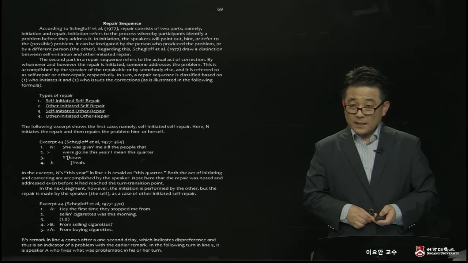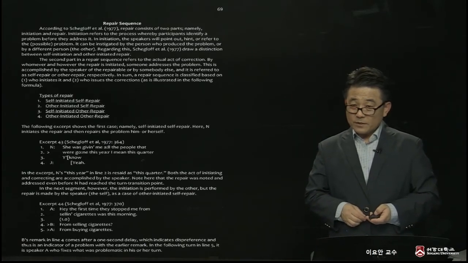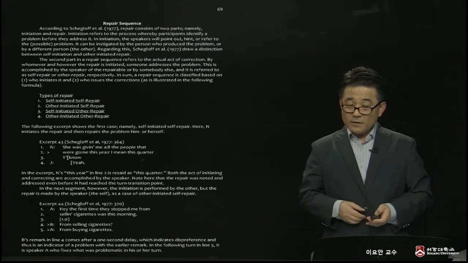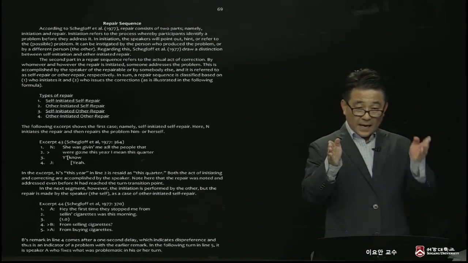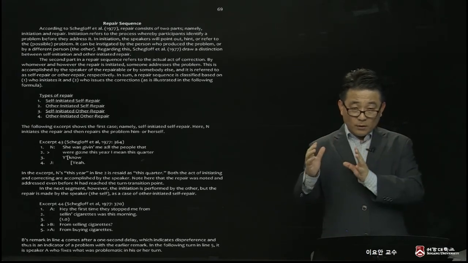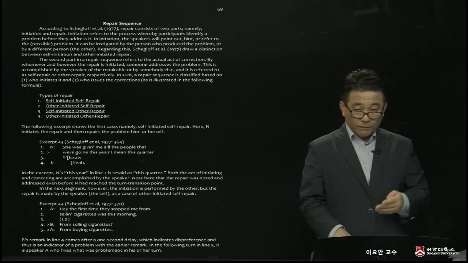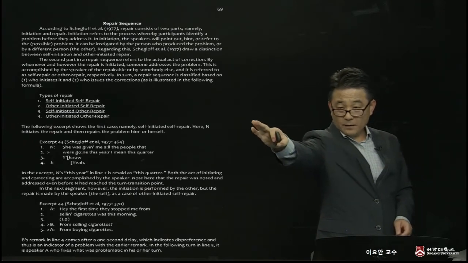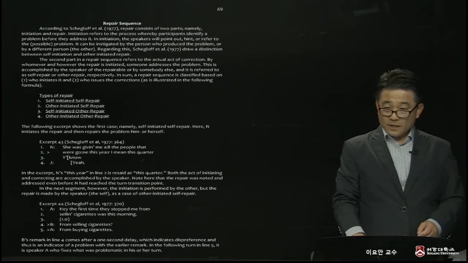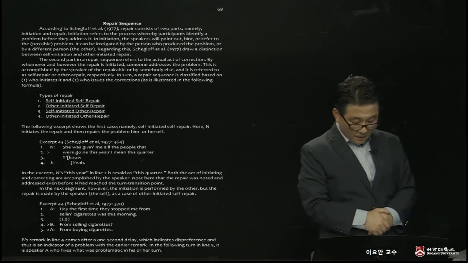It can be instigated by the person who produced the problem or by a different person, the other. Regarding this, Schegloff et al. draw a distinction between self-initiated and other-initiated repair. Okay? So, two parts, initiation and actual repair, and then two parties can do these things, self and other. So we can have four scenarios presented here. Types of repair: self-initiated self-repair, other-initiated self-repair, self-initiated other-repair, other-initiated other-repair.